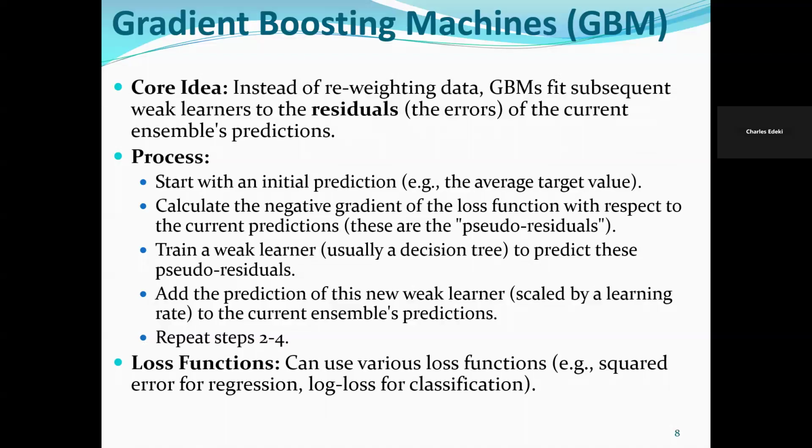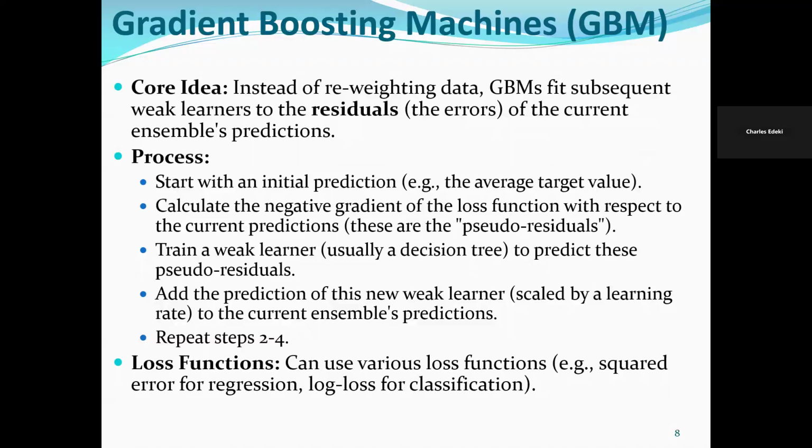In the next step, we train a new weak learner. First we calculate the pseudo residuals. Residuals are the difference between actual and predicted, which normally leads us to the loss function concepts also. Next we train the new weak learner, for example a decision tree, to predict these pseudo residuals. So the tree learns the patterns in the error.